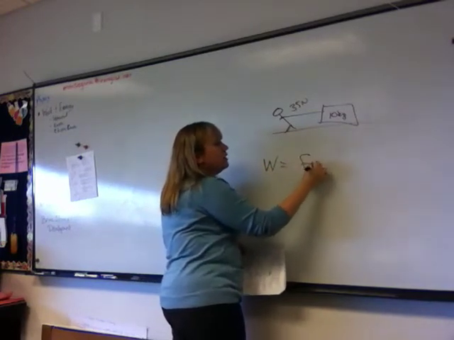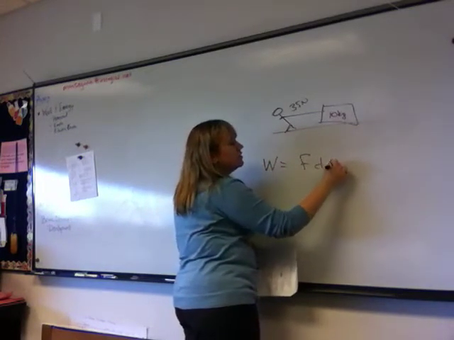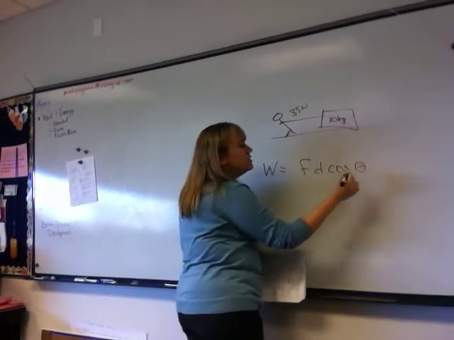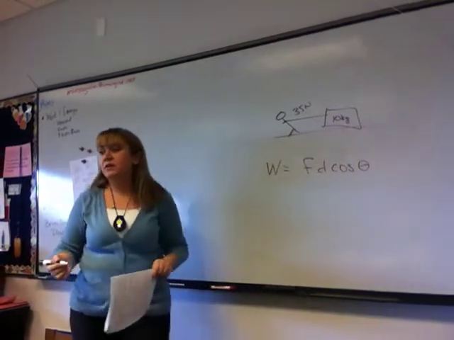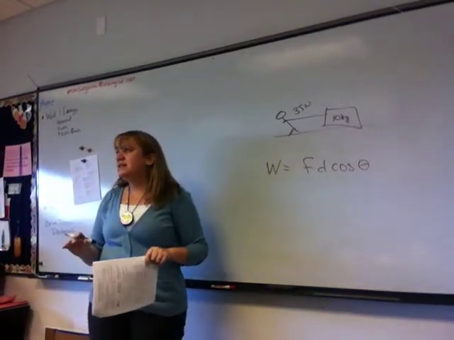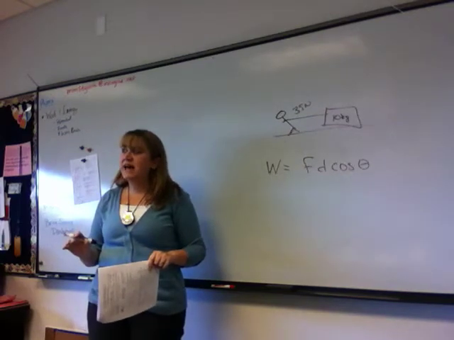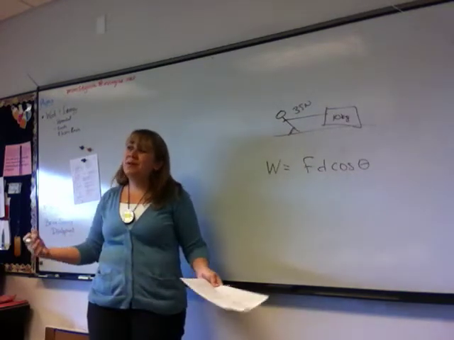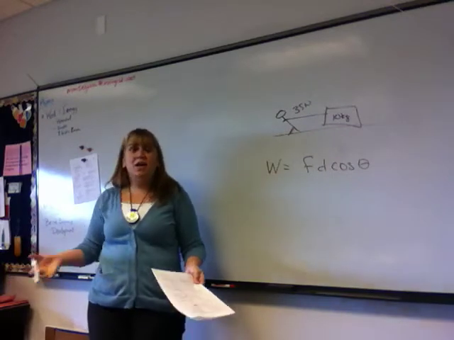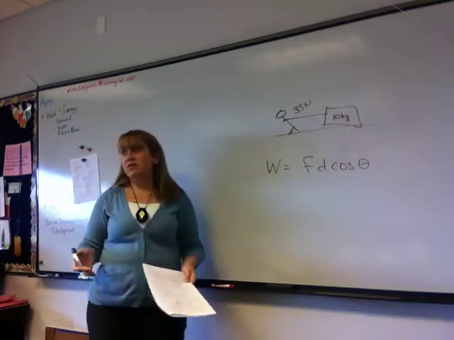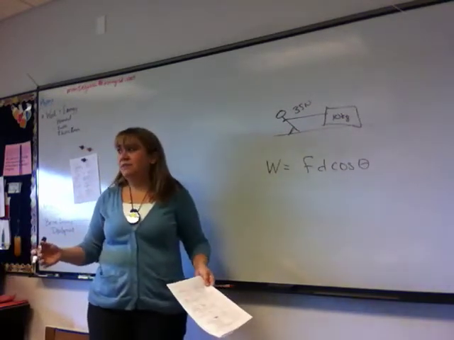Work equals force times distance cosine theta. Now that cosine theta is actually kind of a big deal because that's going to show us whether or not we actually had work being done. Now what angle would we take of this? Where's the angle coming from?